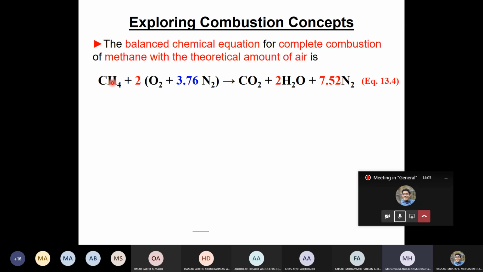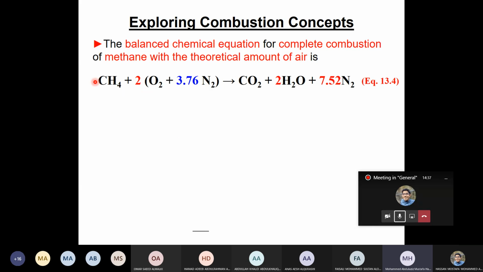Once we have done that, I start balancing the carbon. Carbon is 1 here, so I have to have 1 here. Then the hydrogen: hydrogen is 4, and this is 2 here, so this has to be 4, so I add 2 here. Then I look at the oxygen. I have 1 O2 here and another 1 O2 here, so 1 O2 plus 1 O2 gives us 2 O2. Then I go for the nitrogen: multiply 2 by 3.76, and it will give us that.